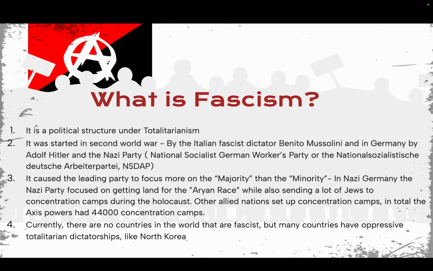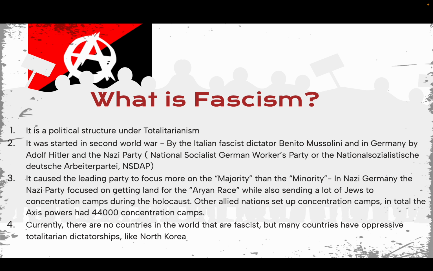The Nazi Party was controlled by Adolf Hitler, also called the National Socialist German Workers' Party, or the Nationalsozialistische Deutsche Arbeiterpartei, or NSDAP for short. Fascism causes the leading party to focus more on the majority than the minority. For example, in Germany, the Nazi Party focused on getting land for the Aryan race, as they called it.